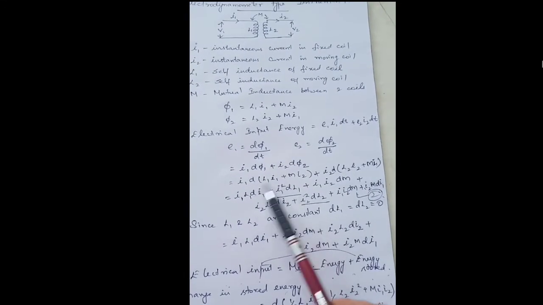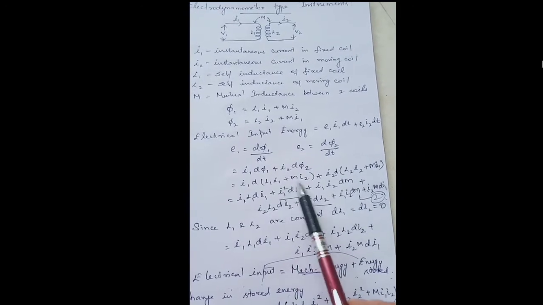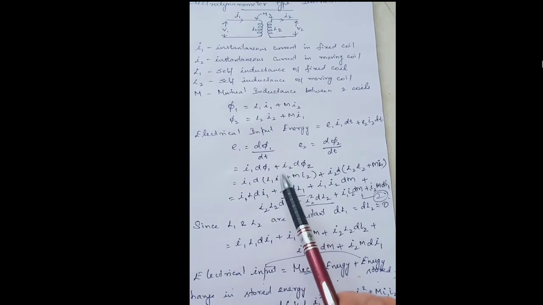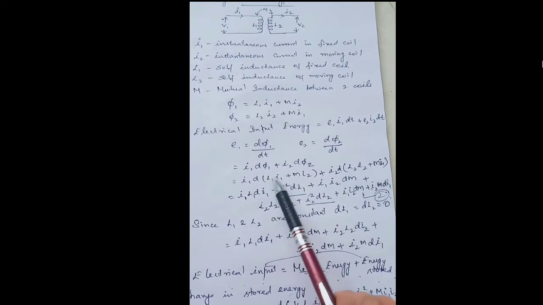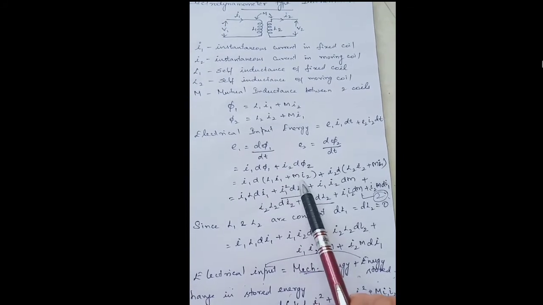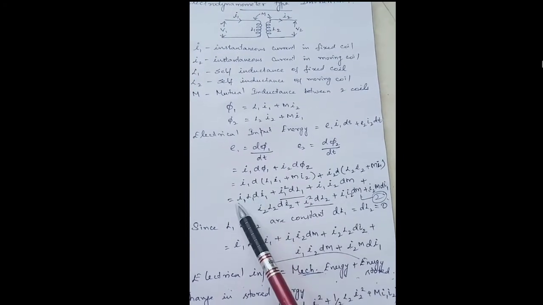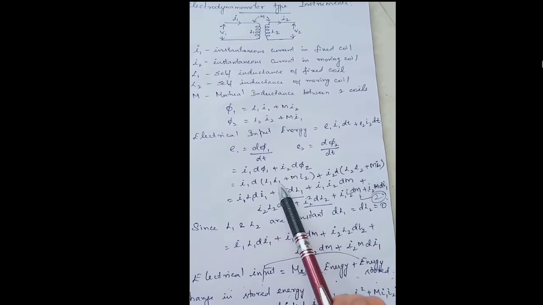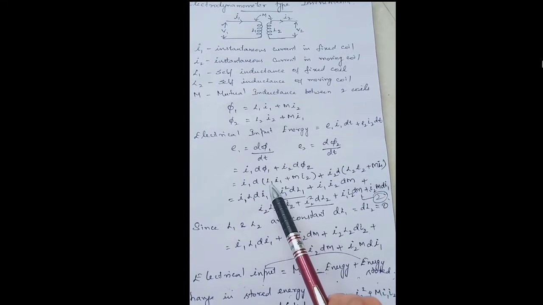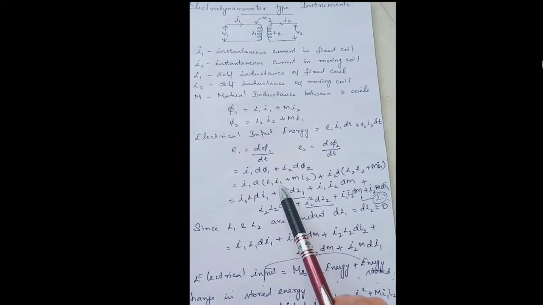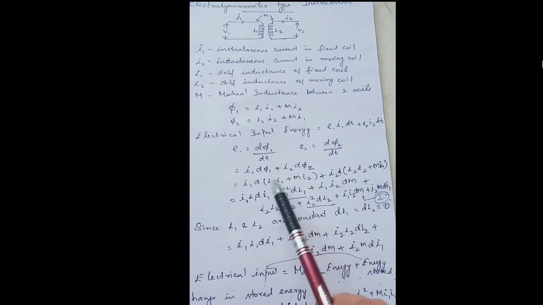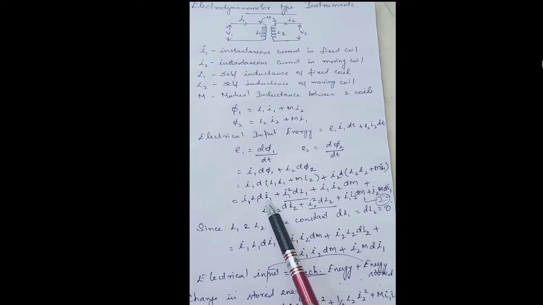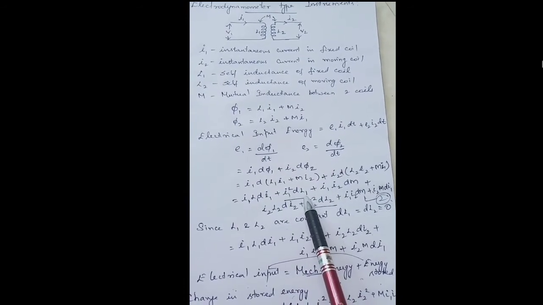So in the next step, we are going to differentiate each term one by one. Since the differentiation is outside the bracket, we need to differentiate this term first and then this term. So, differentiation of L1 I1. Here there are two variables, L1 and I1. So we have to keep L1 constant and differentiate I1, then keep I1 constant and differentiate L1. So the equation will be I1 L1 dI1 plus I1 square dL1.